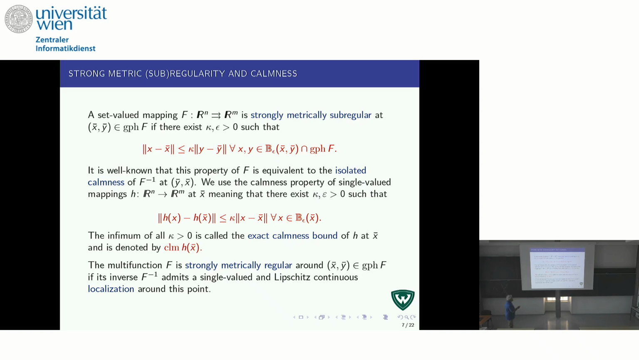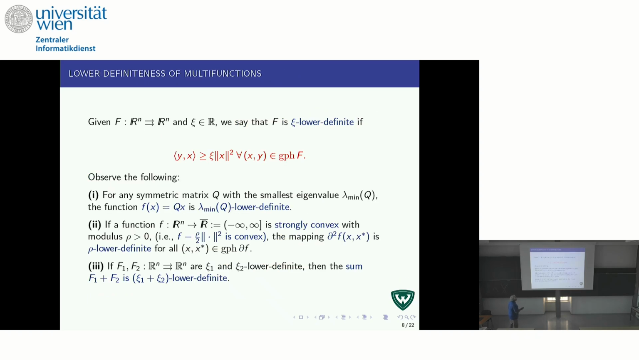Here, the difference is that x bar is fixed. We do not vary these points around x bar, but x is varied, while x bar is fixed. And we talk about some exact calmness bounds at the infimum of this kappa here. Then again, let me remind you, strong metric regularity is the definition when the inverse function admits a single-valued and Lipschitz continuous localization. That's a notion which is well known. You can find this in any book on variational analysis.